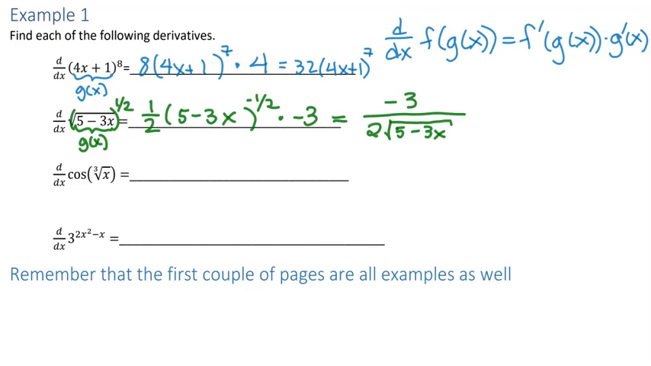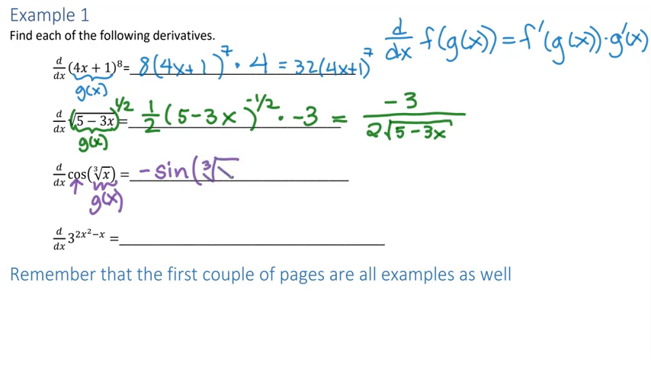Next, we have cosine of the cube root of x. So for order of operations, you'd start with x, you take the cube root, then you take the cosine. So we don't really have a lot of options here. The two functions are cosine and cube root is the inner function. So that is our g of x. The derivative of our outer function, our f of x, is minus sine. Derivative of cosine is minus sine.